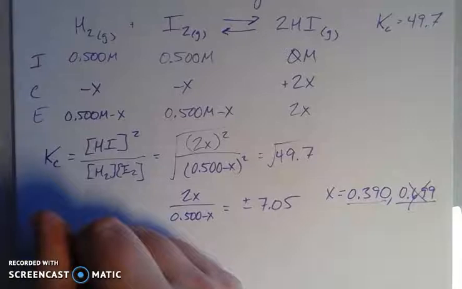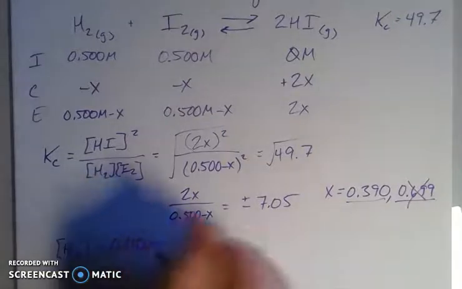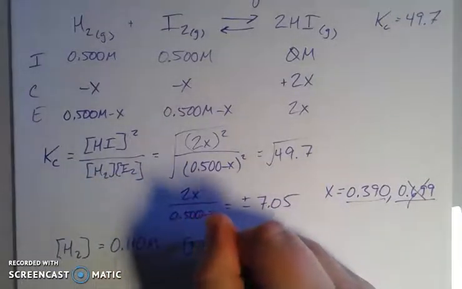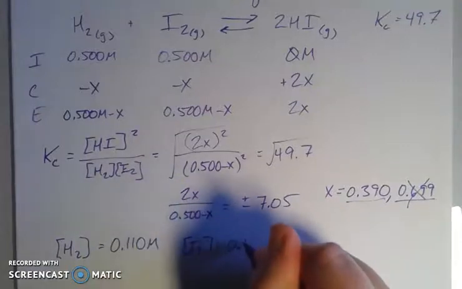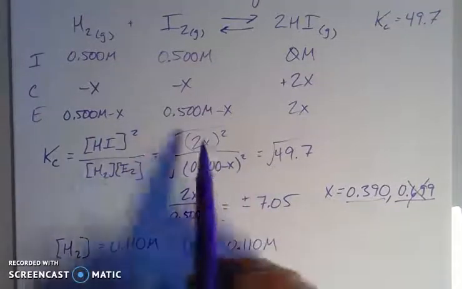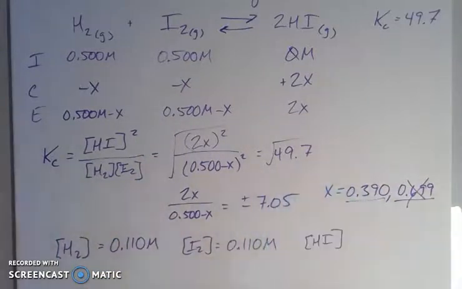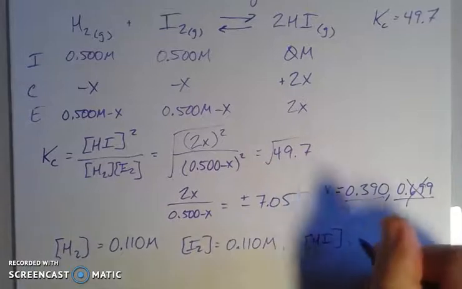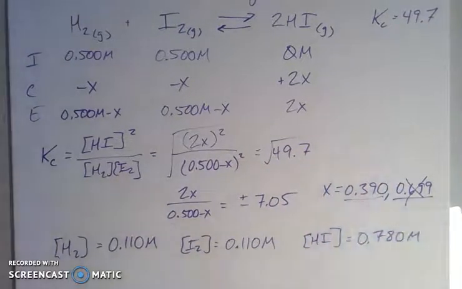I'll get my concentration of hydrogen is the 0.5 minus my 0.39, which gives me 0.110 molar. The concentration of my iodine is the same because it has the same equilibrium expression there to figure out my concentration. And then the concentration of my HI is equal to 2x, which is 2 times this, which is my 0.780 molar.